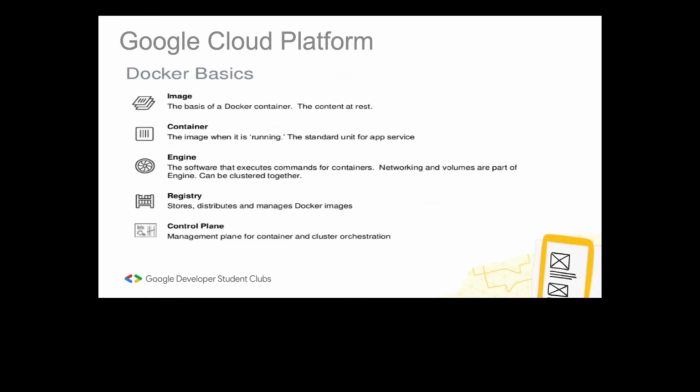Some basics of Docker. What is a Docker image? It is the basis of a Docker container. When you have an application, and that application content is at rest wherever you're creating the Dockerfile, the content at rest is an image. When you run the image, it's a container. Docker engine is the software that executes commands for containers. Registry stores, distributes, and manages Docker images. Control plane is the management plane for container and cluster orchestration.